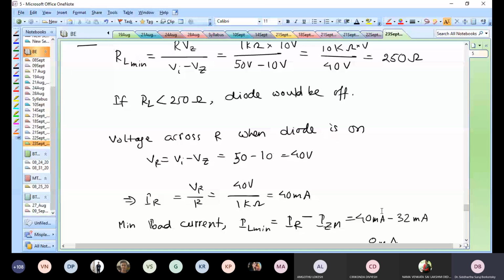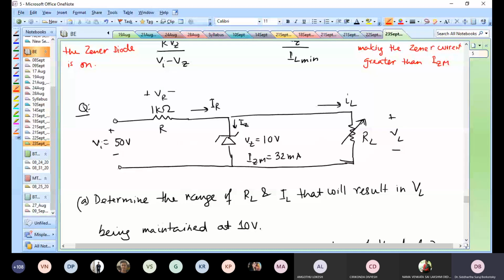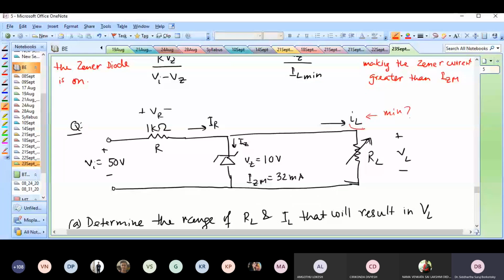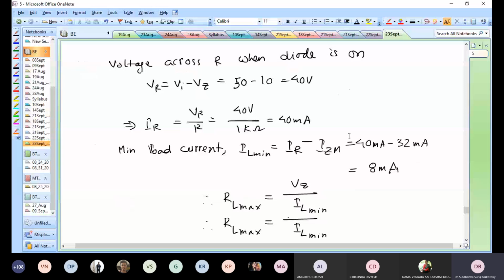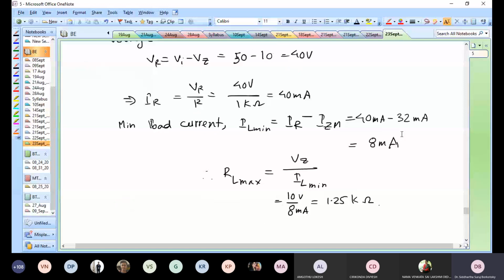To remind you what we are doing, I want to find the minimum of this load current. Of course, I know that IL is equal to IR minus IZ. IR is fixed, but IZ can change. So if I make IZ equal to its maximum value, then I will get the minimum value of IL. So IL minimum is IR minus the maximum Zener current, and that's 40 minus 32, which is 8 milliamperes. So what is the maximum value, RL max?